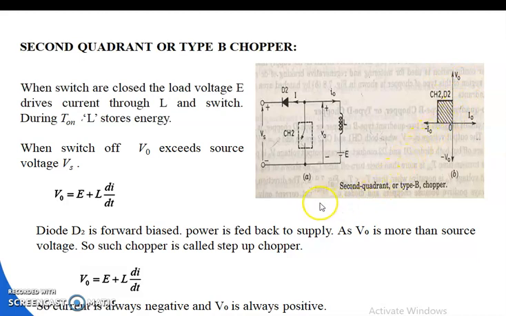So this is nothing but your Type B chopper, or second quadrant chopper. It is also known as your step up chopper, because in that case the chopper gives more output voltage than the source voltage. As here the chopper gives more voltage at the output and less voltage at the input, we can say this chopper is said to operate in the step-up mode. Hence step-up chopper.